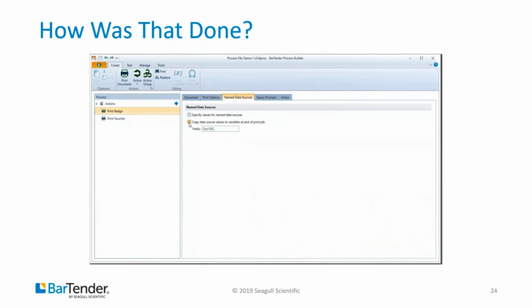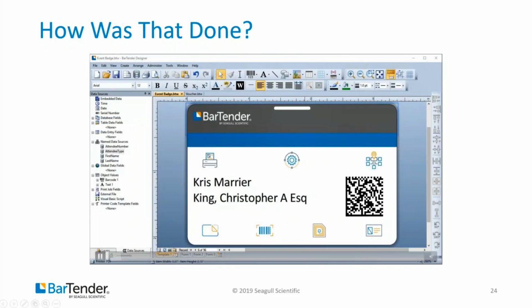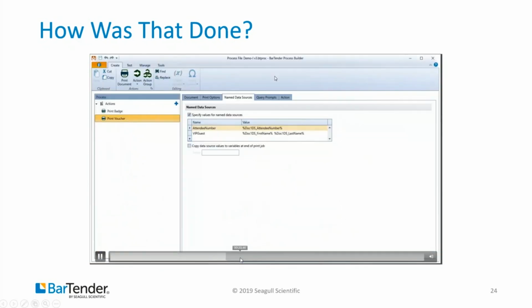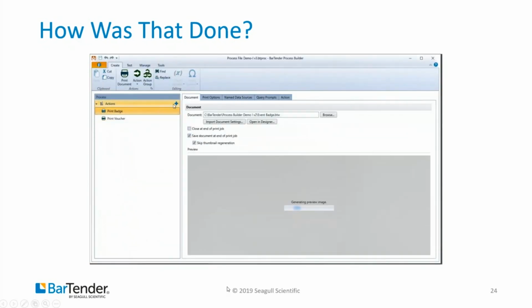And then what we're going to do is type in those named data sources as if they were just your standard variables, which we covered earlier. And you might have seen it towards the beginning of the clip. But let's go ahead and see once we actually get to the print voucher.